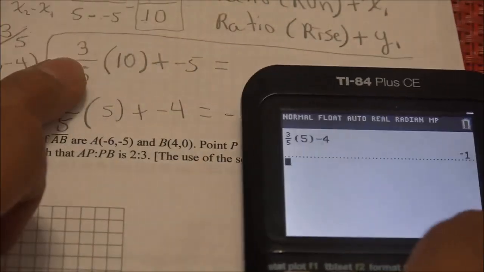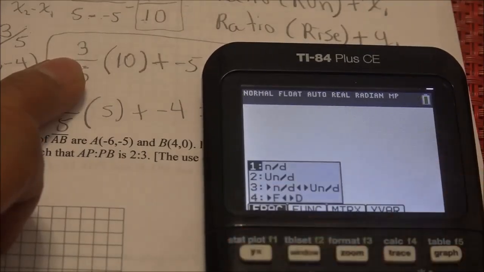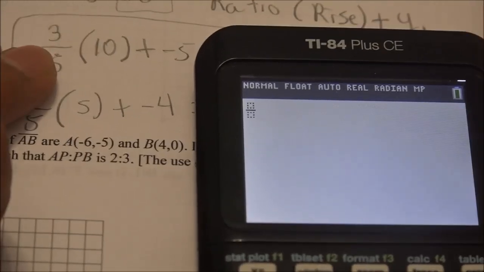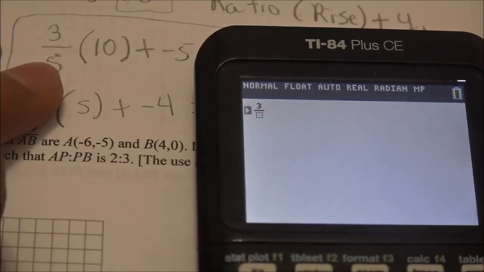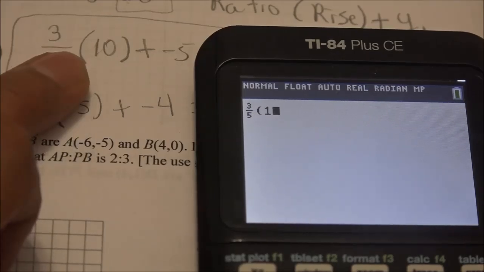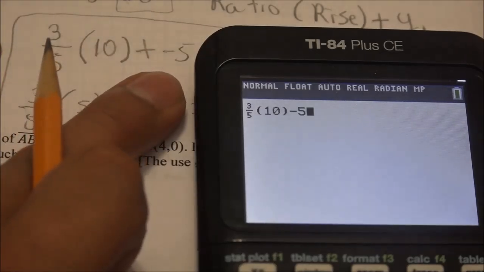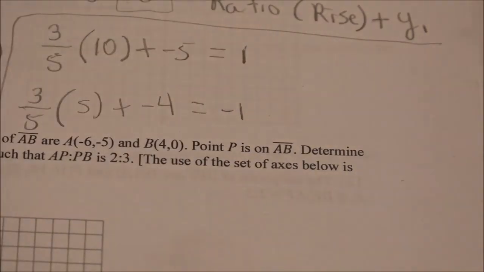Now I'm going to do the top, which I should have done first, right? Okay. So again, alpha, y equals, fraction, and I'm going to do 3 over 5 times 10, plus -5, or just -5, 1. So anyways, I just use the calculator, but I could do it by hand.